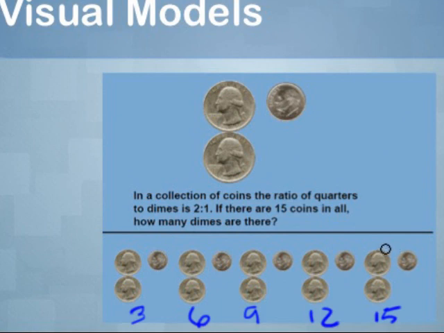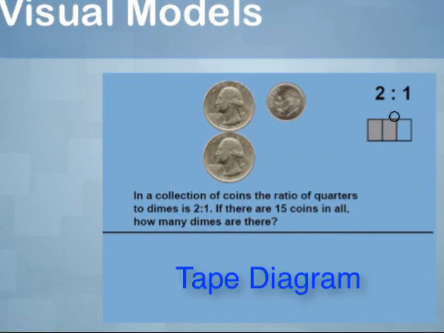But you might not have a collection of just the right set of coins to model this type of problem. Instead, you can use a different visual model. Use what's called a tape diagram. Here we see a tape diagram modeling 2 to 1, with the shaded area representing quarters and the other area representing dimes. You can even label them with letters like this.